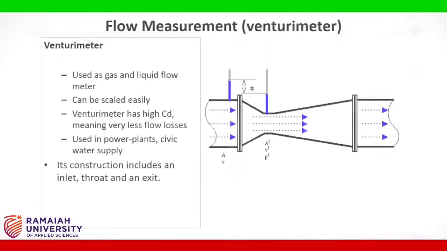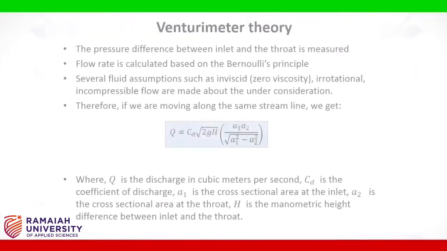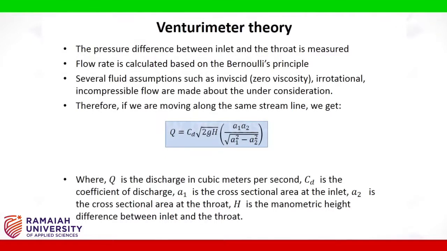A venturi meter is commonly used to measure flow rate of gas and liquid flow. It can be easily scaled and the loss associated with it is small. It is used in power plants and civic water supply. Its construction includes an inlet, throat, and an exit. The pressure difference between inlet and the throat is measured. Flow rate is calculated based on Bernoulli's principle.